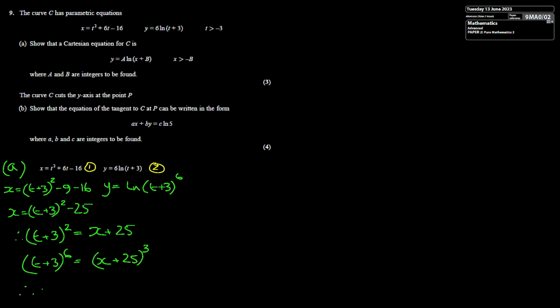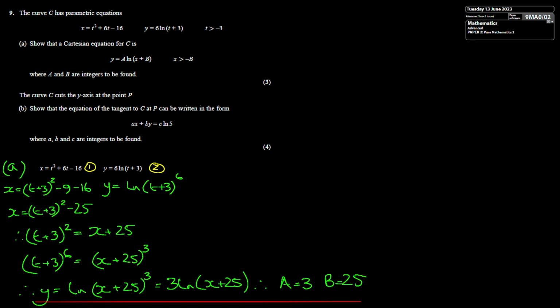So therefore I can say that y is equal to ln (x plus 25) raised to the power 3, which is equal to 3 ln (x plus 25), which is what they wanted. So therefore a is equal to 3 and b is equal to 25. And that's the answer.